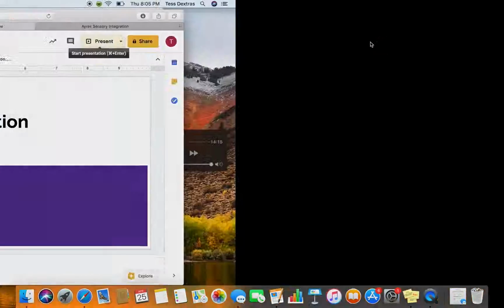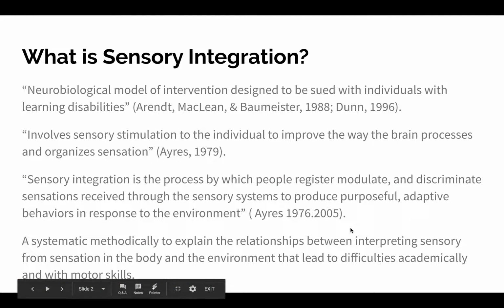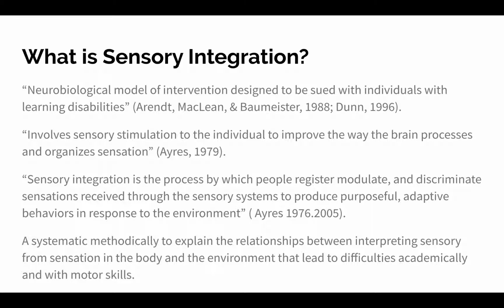All right, so today we're going to be discussing sensory integration. So first and foremost, let's discuss what sensory integration actually is. It's a neurobiological model of an intervention designed for the individual with a learning disability. It involves sensory stimulation to the individual to improve the way the brain processes and organizes sensation.